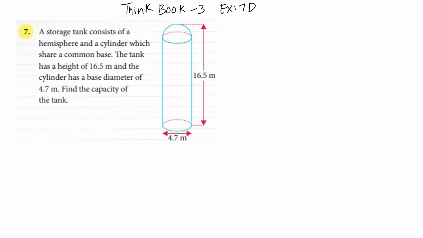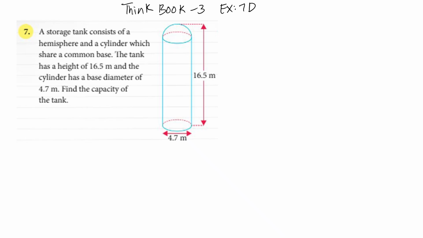A storage tank consists of a hemisphere and a cylinder which share a common base. I hope you have understood till now what common base means. Common base means that if the diameter or the radius is given for any shape, it will be replicated for the other shape as well. So if the diameter of the cylinder is 4.7 meters, likewise the diameter of the hemisphere is 4.7 meters, and it will definitely lead to the same radius. The tank height is 16.5 meters as shown in the figure, and the cylinder has a base diameter of 4.7 that I have already discussed with you.